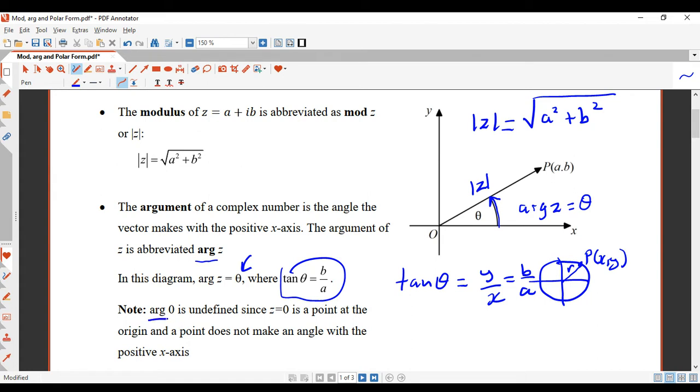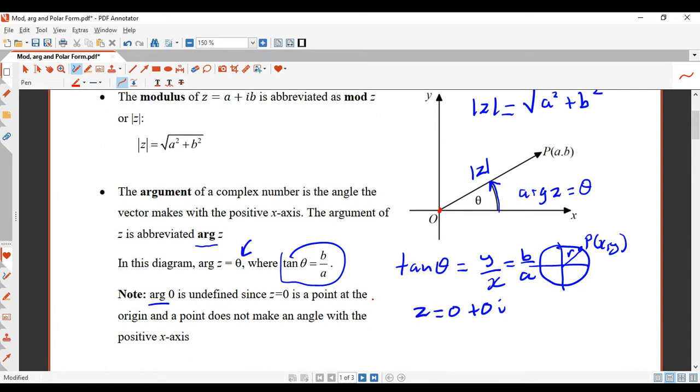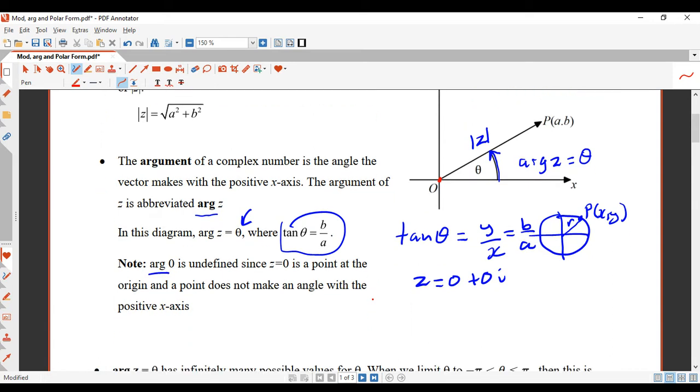Now, one thing to note is arg of 0 is undefined, because if you think about it, z equals 0 is just a point, isn't it? z equals 0 is just z equals 0 plus 0i. So that's just a point at the origin. If I said to you, what angle does that point make with the x-axis? Well, that doesn't make sense. So arg of 0 is undefined. You need a vector to have an argument, which means the complex number has to have some sort of length.